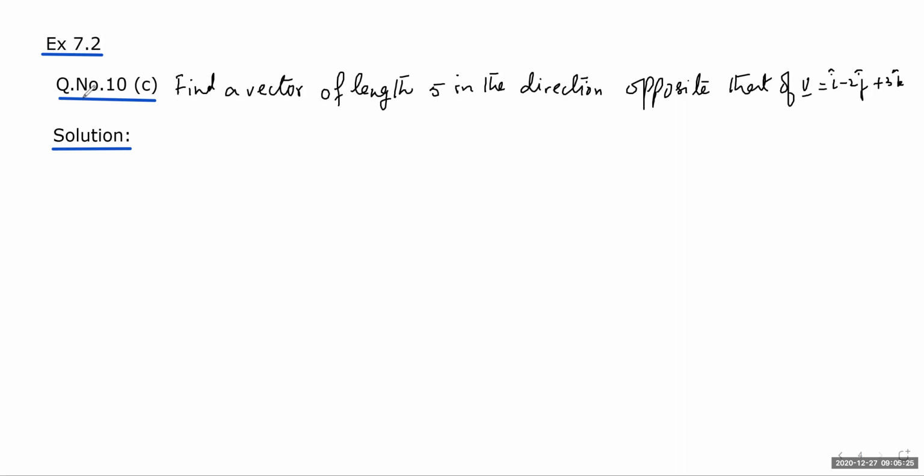Bismillahirrahmanirrahim. Exercise 7.2, question number 10, part C. Find a vector of length 5 and in the direction opposite to that of this vector V.